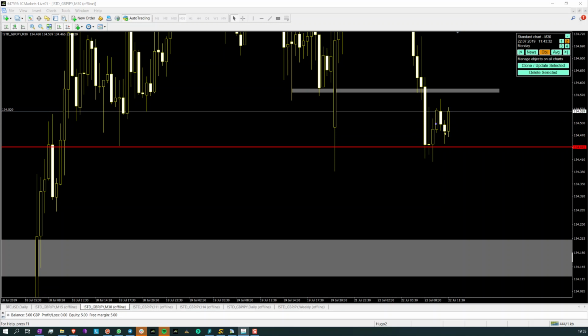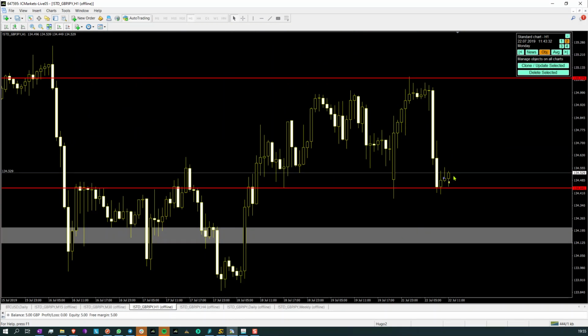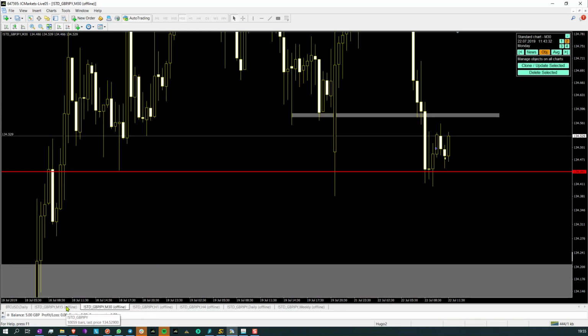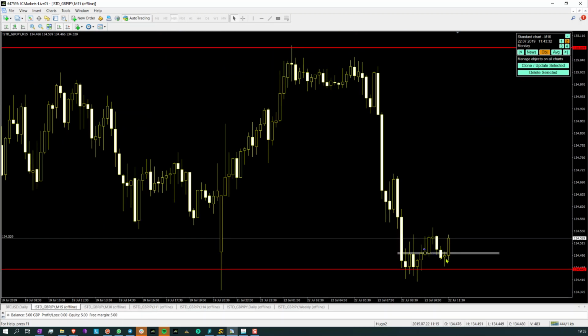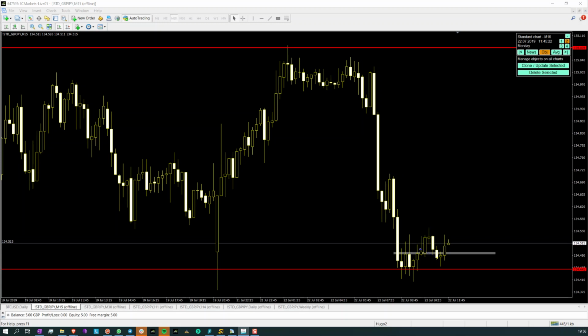Okay, this is starting to get interesting now. Very, very interesting, because this 1 hour is going to close bullish again. Maybe. The M15. Let's see, this M15 is about to close. Rejecting again. Let's see if we break the high of this M15.